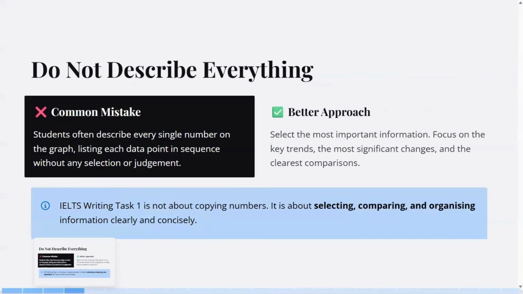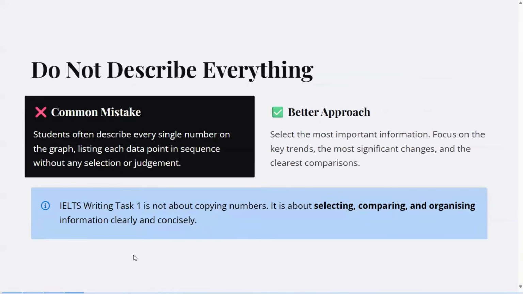A very common mistake is trying to describe every number. This makes the answer heavy, confusing, and mechanical, which isn't good. In IELTS, the examiner wants to see if the student can select important information. In other words, it's not quantity, it's selection, it's comparison, it's clarity.